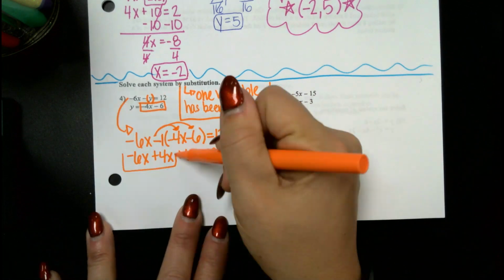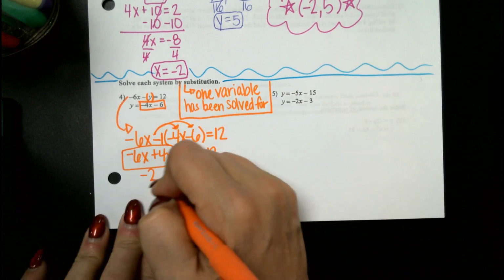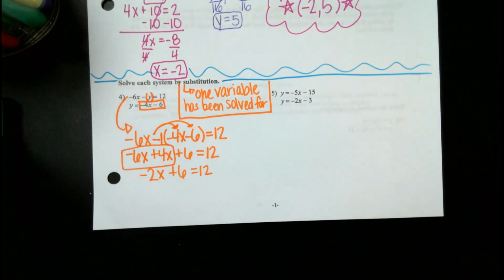After you distribute, combine any like terms that you can. So those two both have x's. Let's put them together. What's negative 6 plus 4? Negative 2x. And then just bring down the plus 6 and the 12.